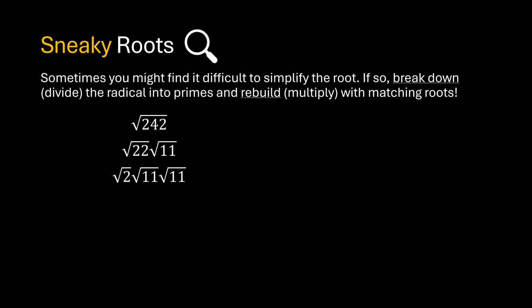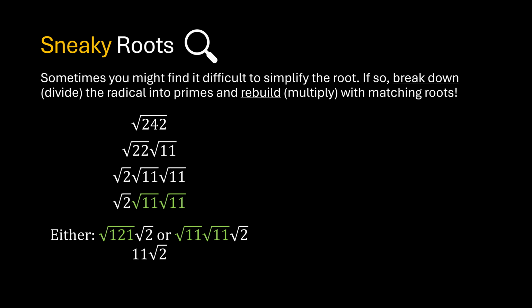So think about this with me. 2 times 11 is 22, and 22 times the first 11 on line 2 equals 242. What this means is we have 2 square root 11s. And of course, those two match. If you multiplied them together, you get a perfect square because the square root of 121 is the same as 11. So this is a sneaky way to beat a sneaky root if you can't figure one out.